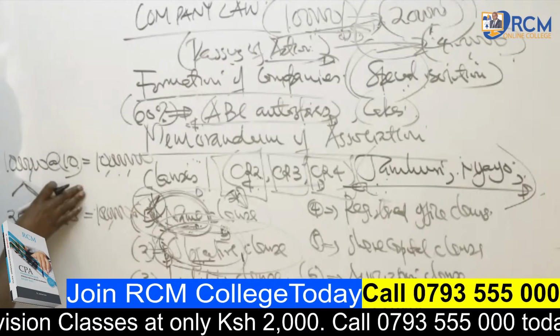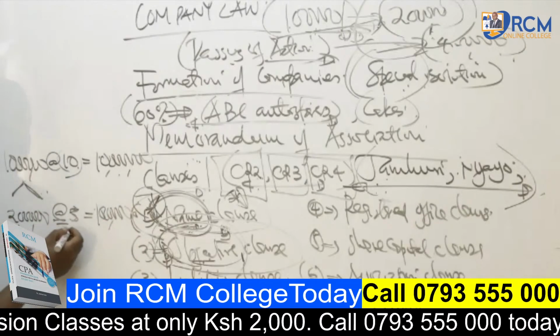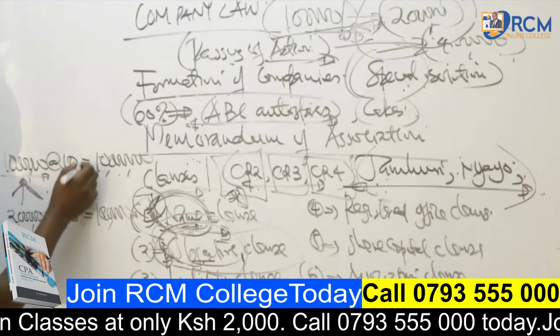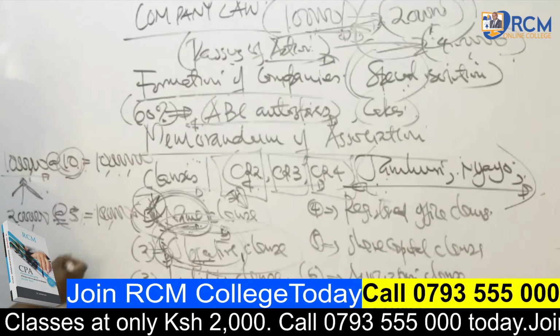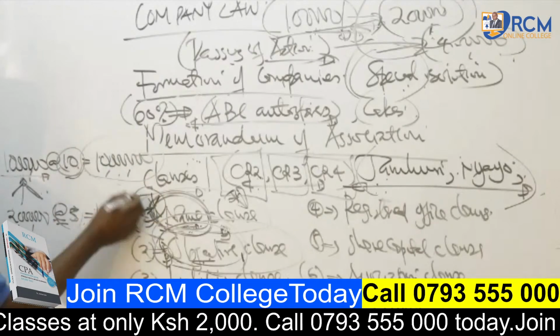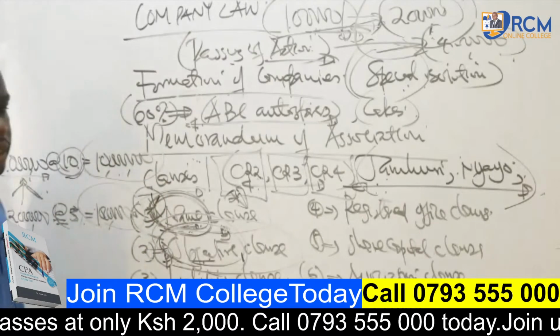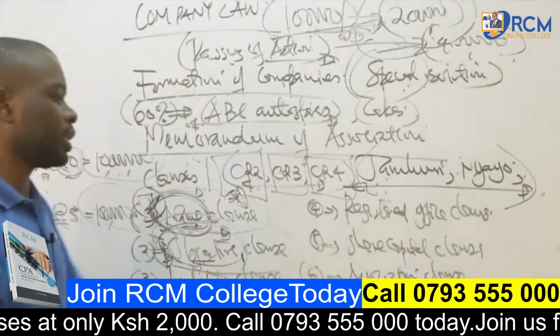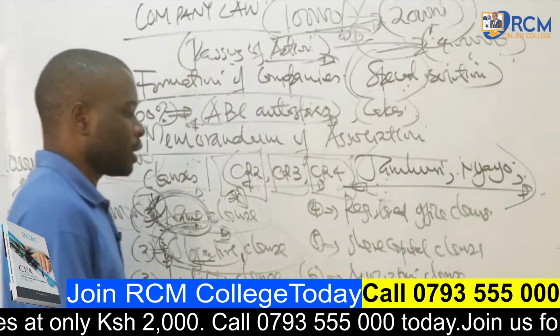Or they can decide to merge, or do the opposite. If it is going at 5 shillings, they reduce the shares to 1 million, with each one going for 10 shillings. So it will basically remain the same share capital. So they can split the shares or decide to merge the shares. So they are able to manipulate the share capital of the company.